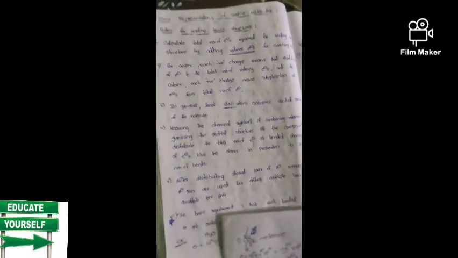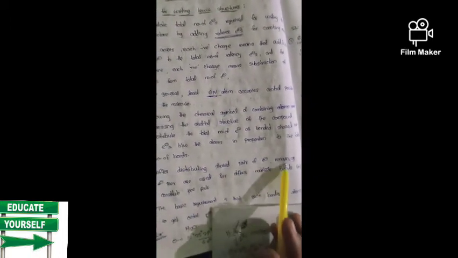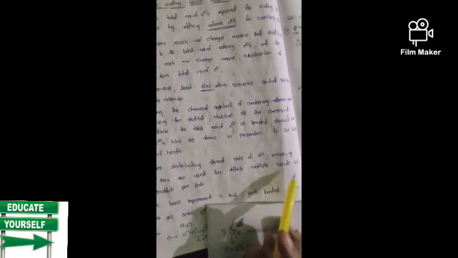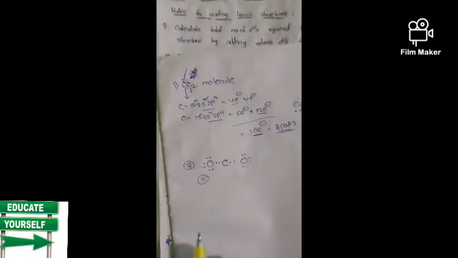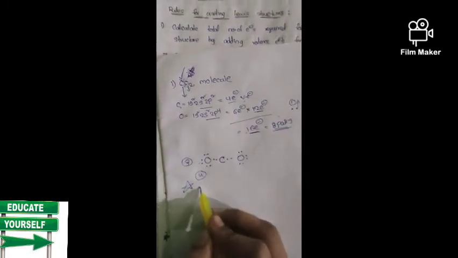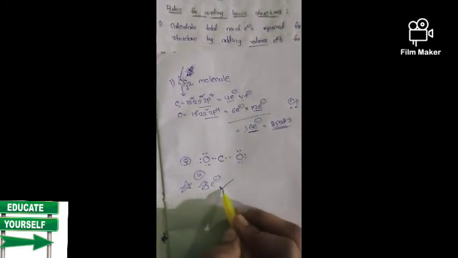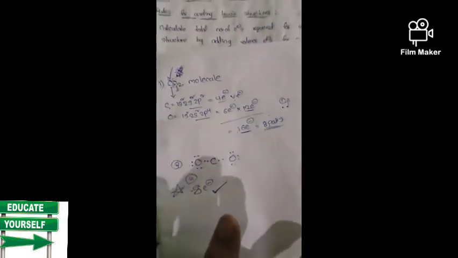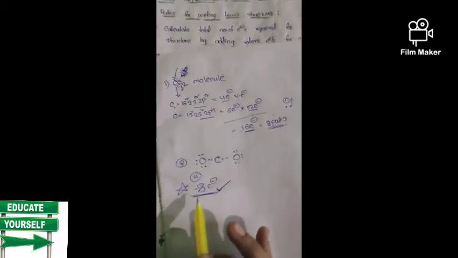Now let us see the fifth point. After distributing shared pairs of electrons, the remaining electron pairs are used for either multiple bonds or to constitute lone pairs. The main and very important step you have to remember is that every atom should get 8 electrons. Then that structure is known as the Lewis structure. In the Lewis structure, the very important point is that every atom should get 8 electrons.